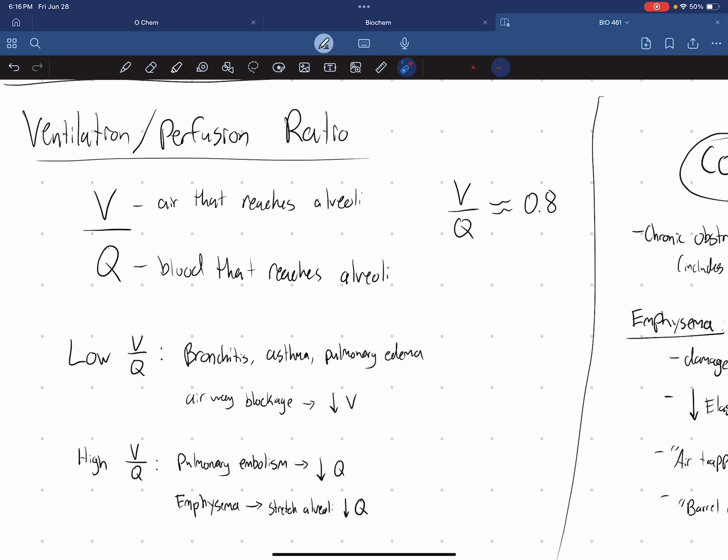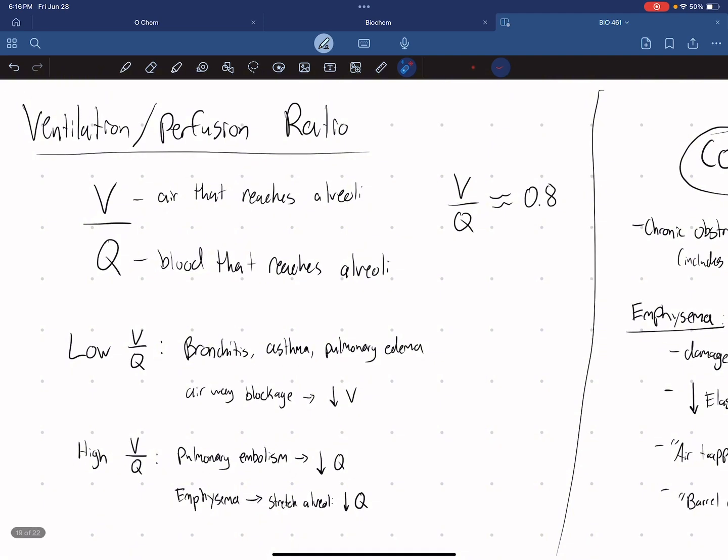What happens when we have a low ratio are things like bronchitis, asthma, and pulmonary edema. Those are things that block the airway, and so that will cause the air that gets to the alveoli to decrease. And we know that if our numerator decreases, then our total value is going to decrease.